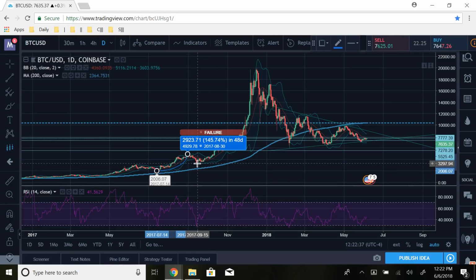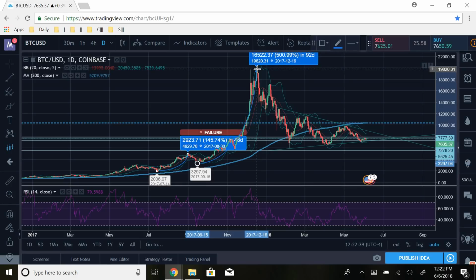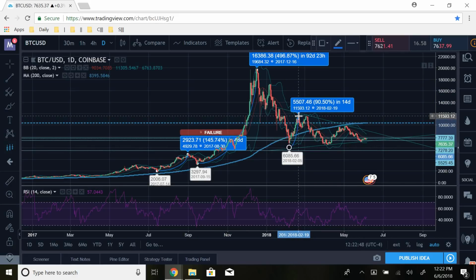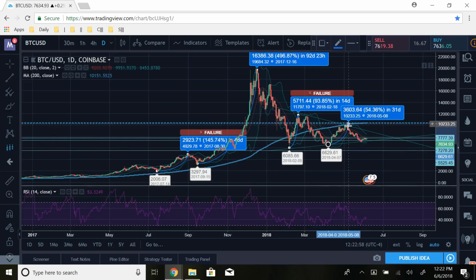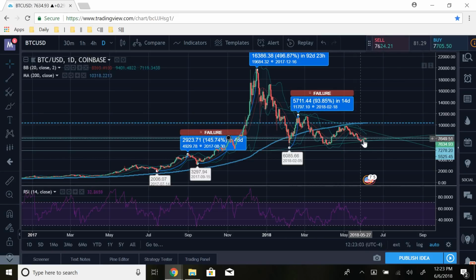So if you had held from here all the way up to the top, would have been about 500% in 93 days right there. Coming over here, bought around 6,000 up to almost 12,000, would have been about 93%. And they're saying failure because I'm not lining them directly up with the candles. And then the most recent could have been about a 50% gain. So hopefully we'll see some large gain out of this point right here.